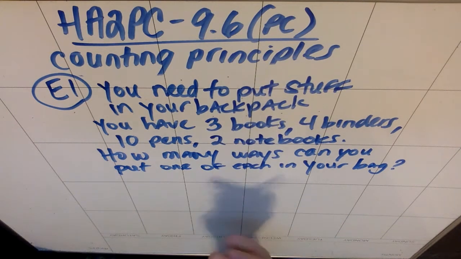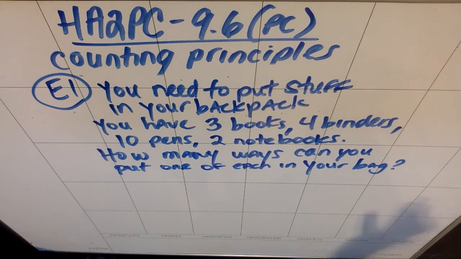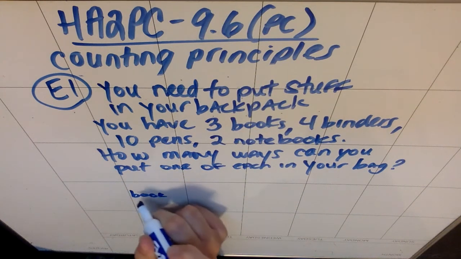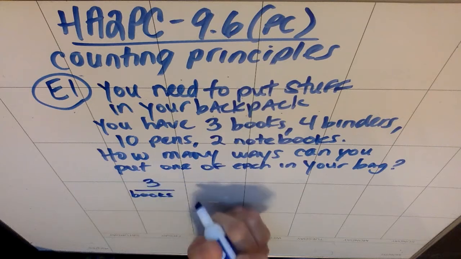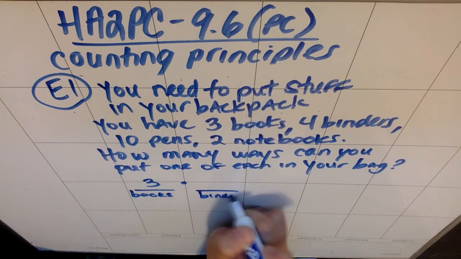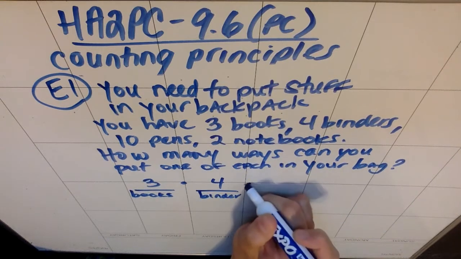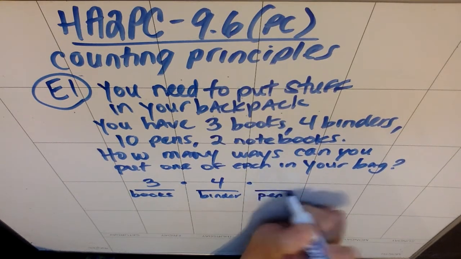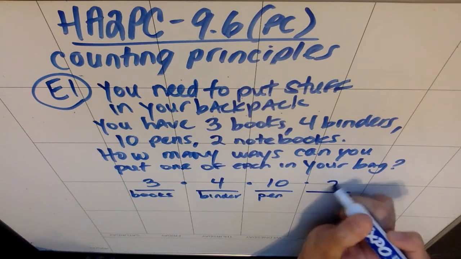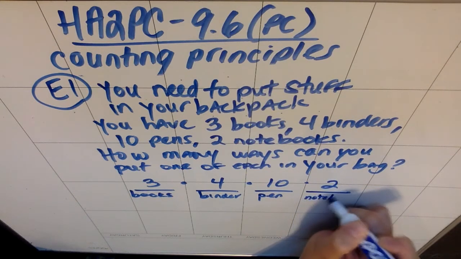So if you were to make a tree diagram of this, it would take you a ridiculous amount of space and it would be generally awful. So essentially what we want to say is, how many different ways can I pick the book? Well, I have 3 options for the number of books. How many different ways can I pick the binder? Well, there are 4 different binders. How many different ways can I pick my pen? Well, there are 10 different pens. And how many different ways can I pick my notebook? Well, there are only 2 different notebooks.